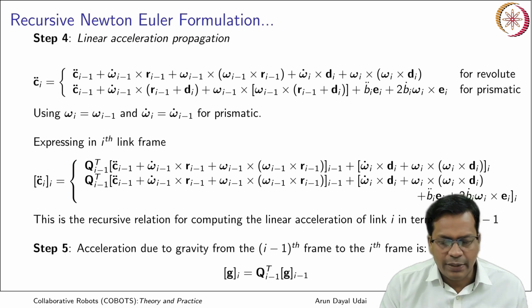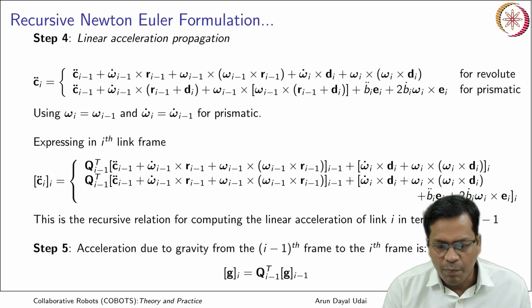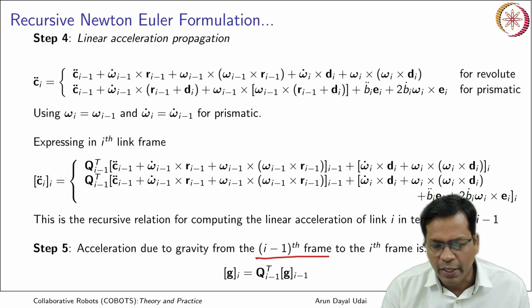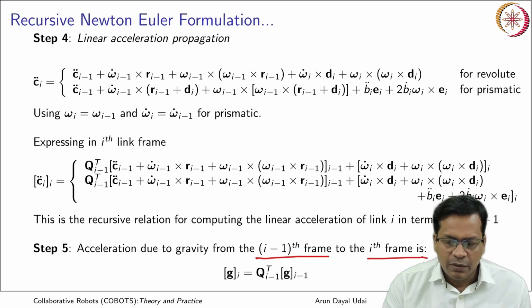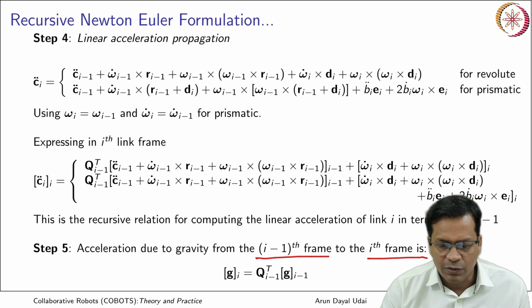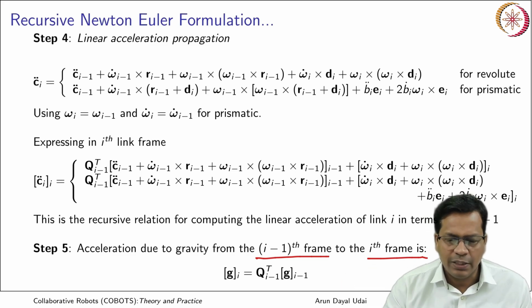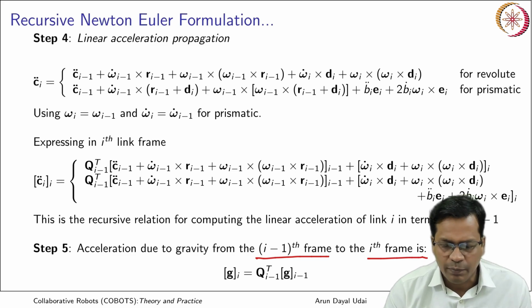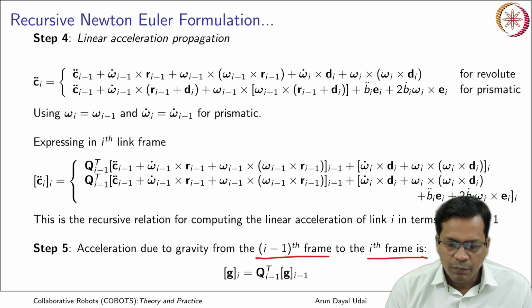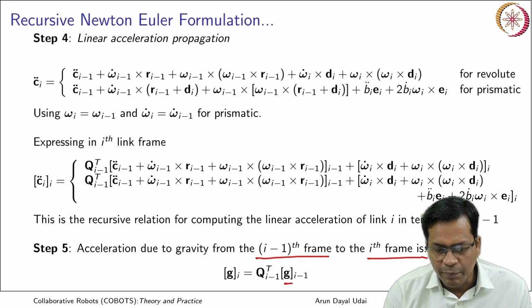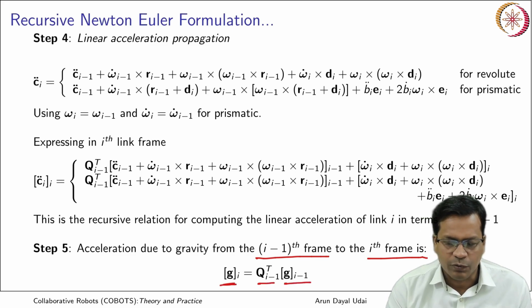Acceleration due to gravity from i minus 1th frame to ith frame. The same thing we did in statics also. Initially you convert G to the last link frame and then you recursively go back, or you already know the G in the first frame, you can move forward and keep calculating the G. But here it is shown as G i minus 1 transformed to G i using Q i minus 1.